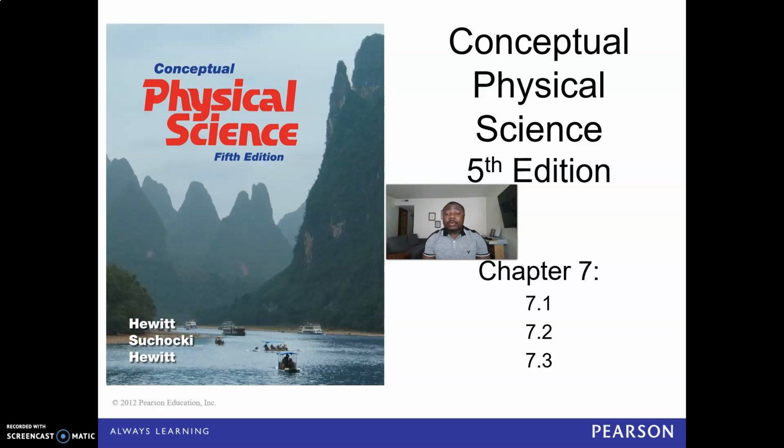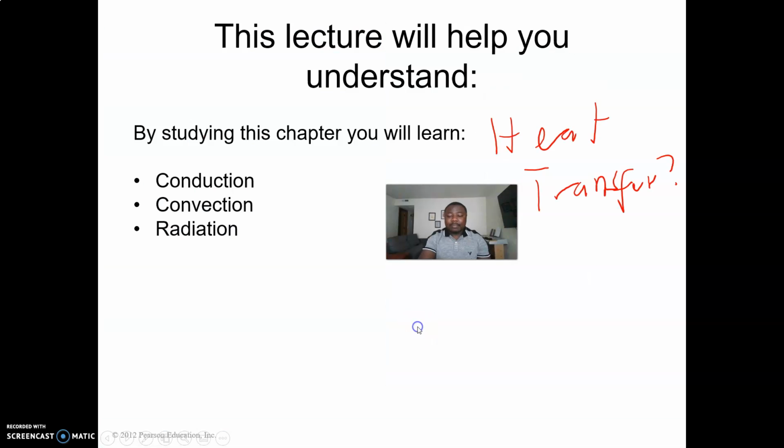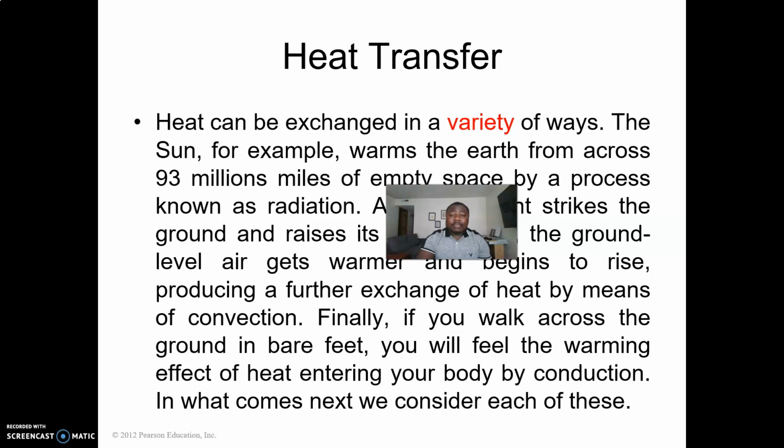Hello everyone, today we'll be looking at chapter 7, and chapter 7 is on heat transfer. Generally there are three ways by which heat is transferred. One of the ways is conduction. Heat can also be transferred by convection and by radiation. So the aim of this chapter basically is for you to understand these three different modes.